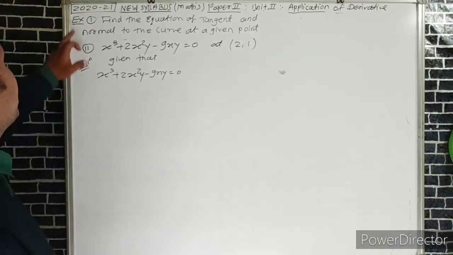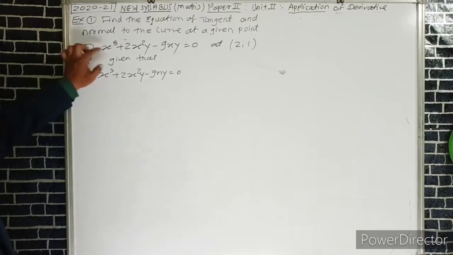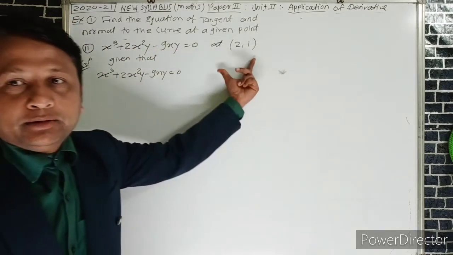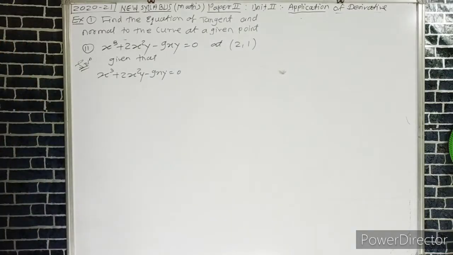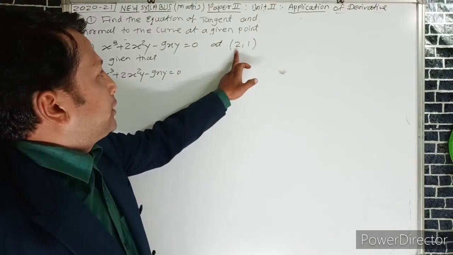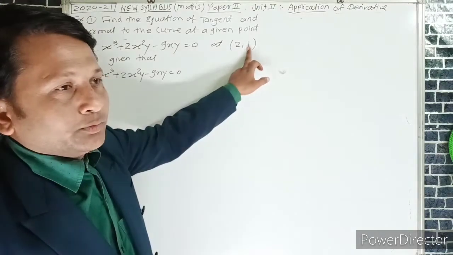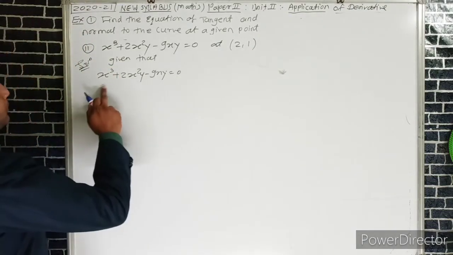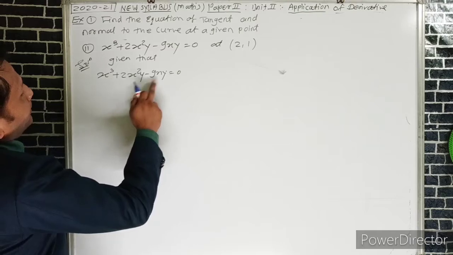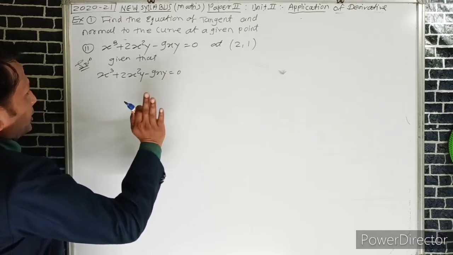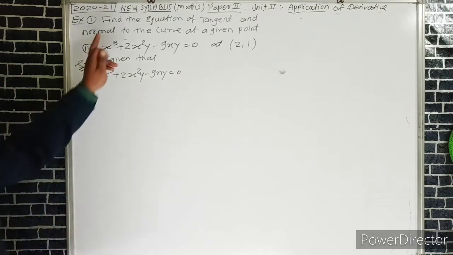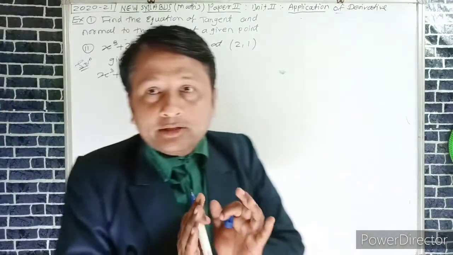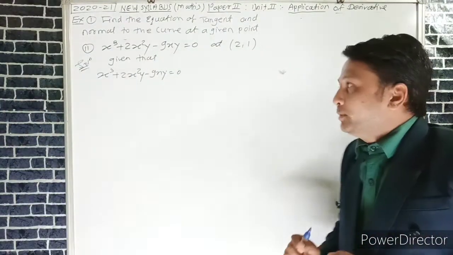Now question number 2: x cube plus 2x square y minus 9xy is equals to 0 at (2, 1). Here the x coordinate of the point is 2 and the y coordinate is 1. So first we take the given function x cube plus 2x square y minus 9xy is equals to 0. If we have to find the equation of tangent and equation of normal, first we have to find the slope of tangent or slope of normal.